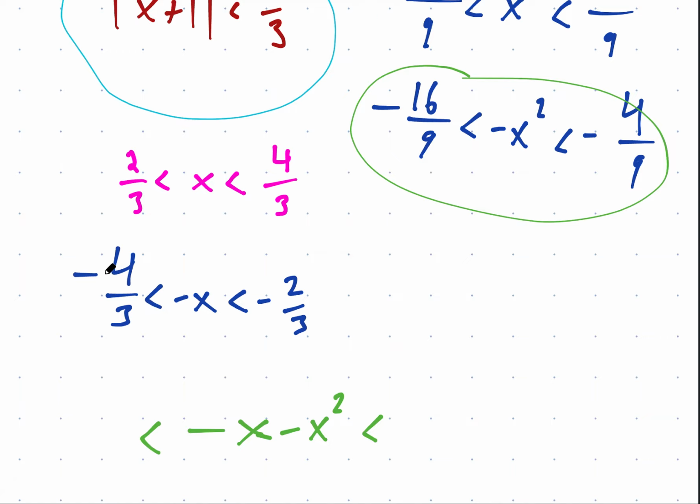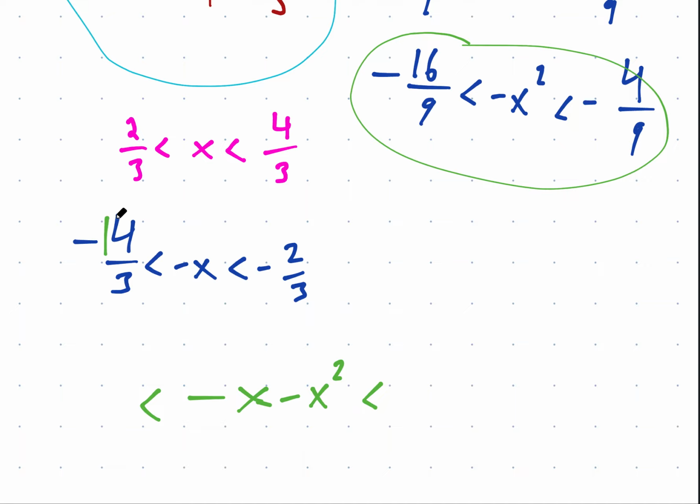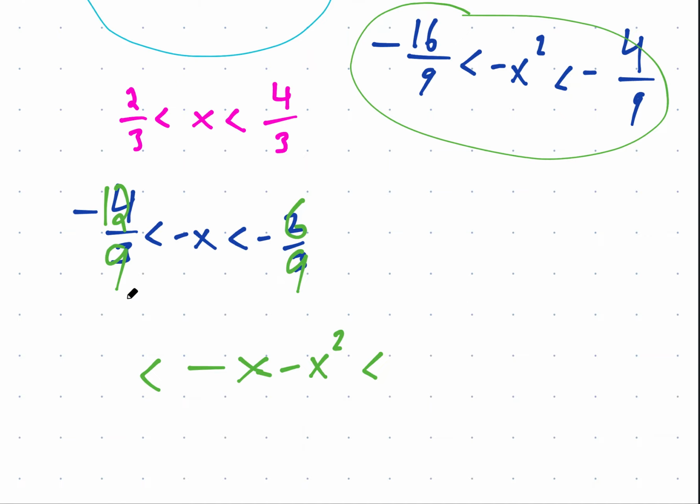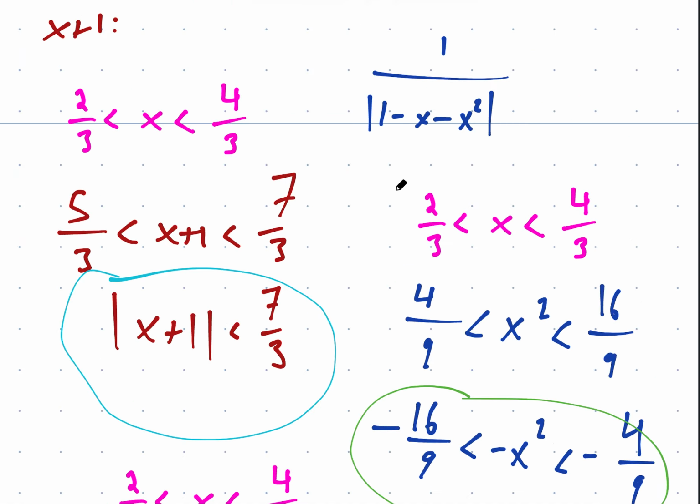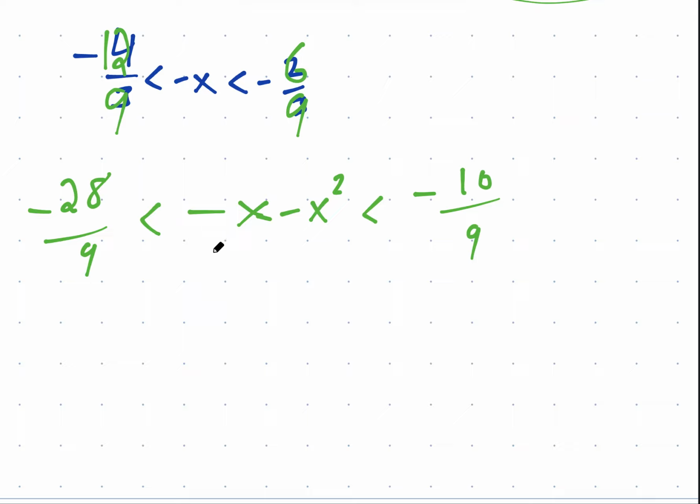This is going to be the same thing as saying negative 12/9, right? And then negative 2/3 will be the same thing as saying negative 6/9. So adding them together, negative 16/9 and then negative 12/9 is going to give negative 28/9, right? And on the right side, negative 6/9 minus 4/9 is negative 10/9. Okay, now we're close because we also want that 1 here. So all we have to do is just add 1 to all sides.